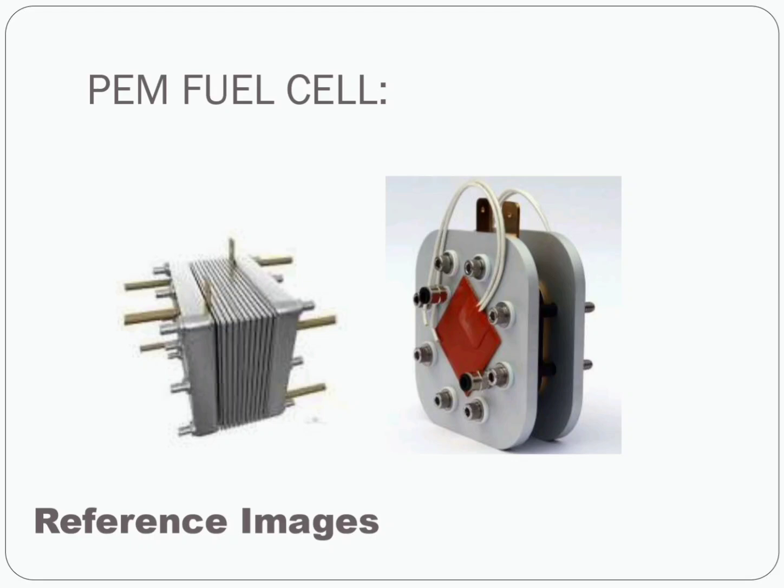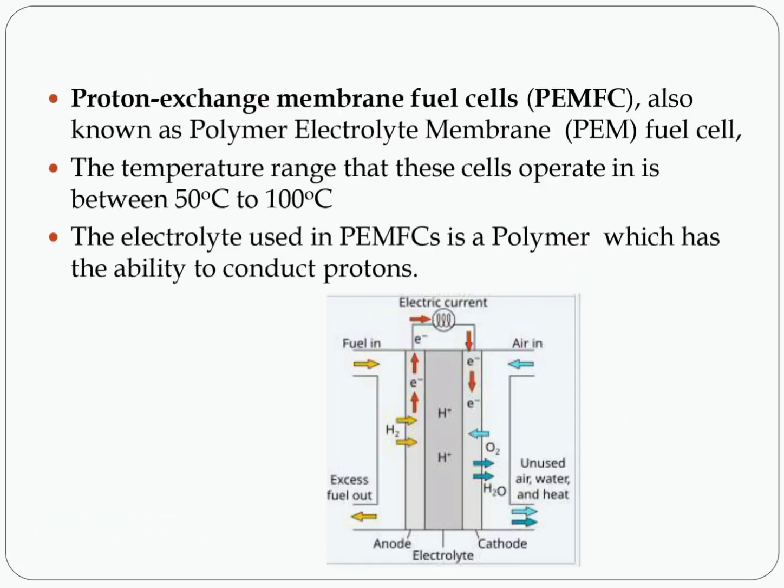Then we are going to see the basic concepts of the polymer electrolyte membrane fuel cell, the PEM fuel cell. These are basic images of the PEM fuel cell. Proton exchange membrane fuel cell is also called polymer electrolyte membrane fuel cell. The temperature range of the polymer electrolyte membrane fuel cell is 50 degrees Celsius to 100 degrees Celsius. The electrolyte used in the PEM fuel cell is a polymer.